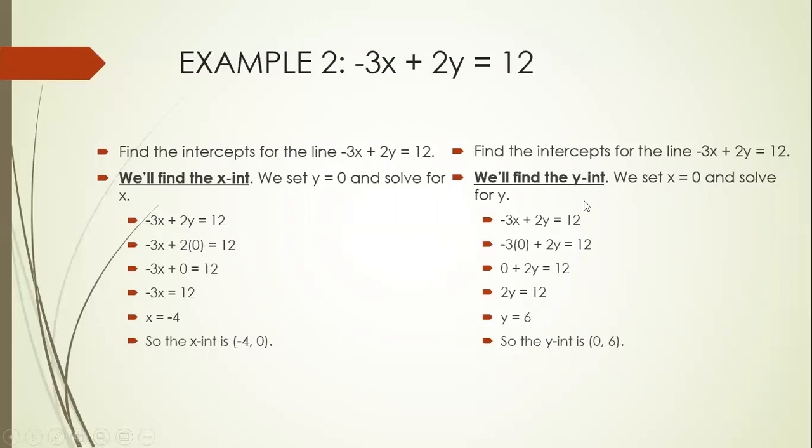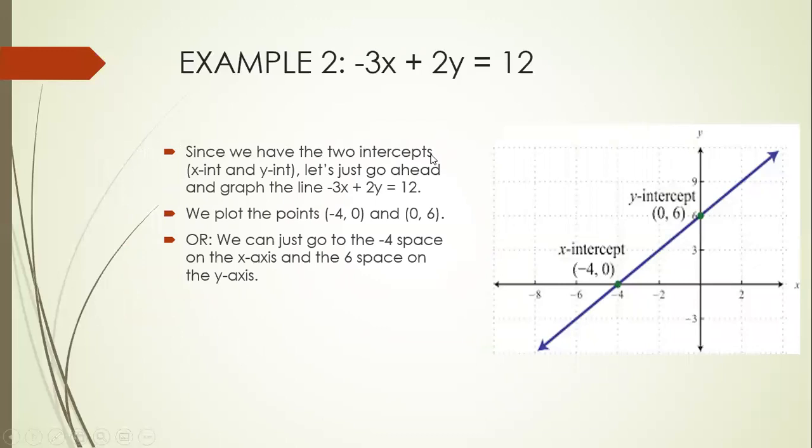We find the y-intercept. To find the y-intercept, we set x equals 0, and we solve for y. So we do that, we get negative 3x plus 2y equals 12. We set x equals 0. That basically goes away because it's 0. We solve for y, we get 0, 6. Then we graph those two points. And as you can see, you have the x-intercept of negative 4, 0, and 0, 6. So negative 4 on the x, positive 6 on the y. Draw a line through it.